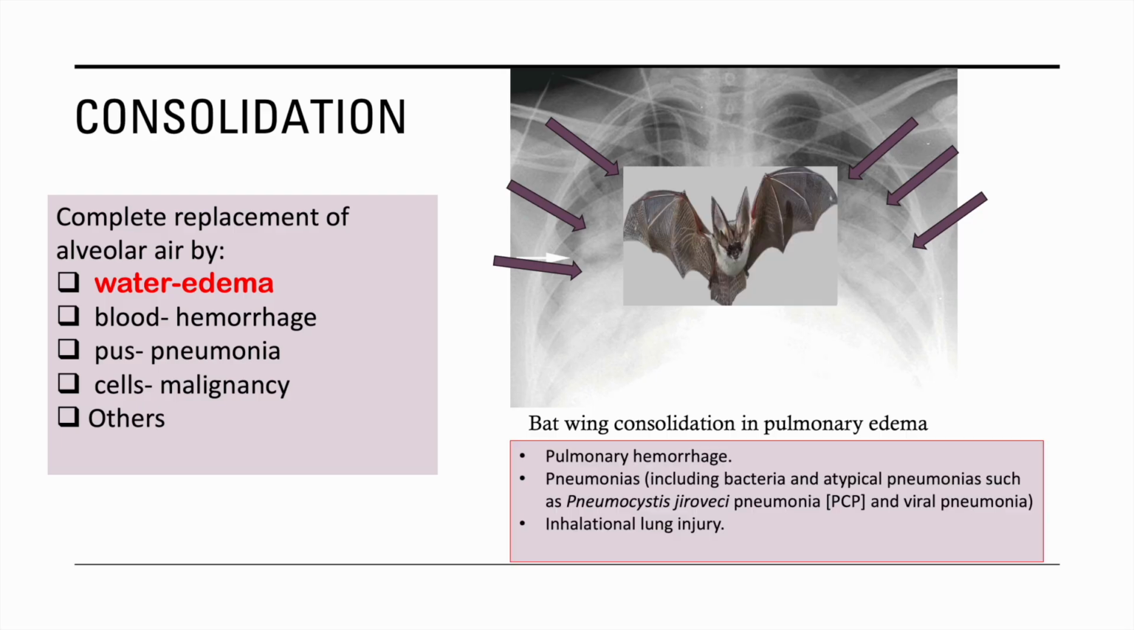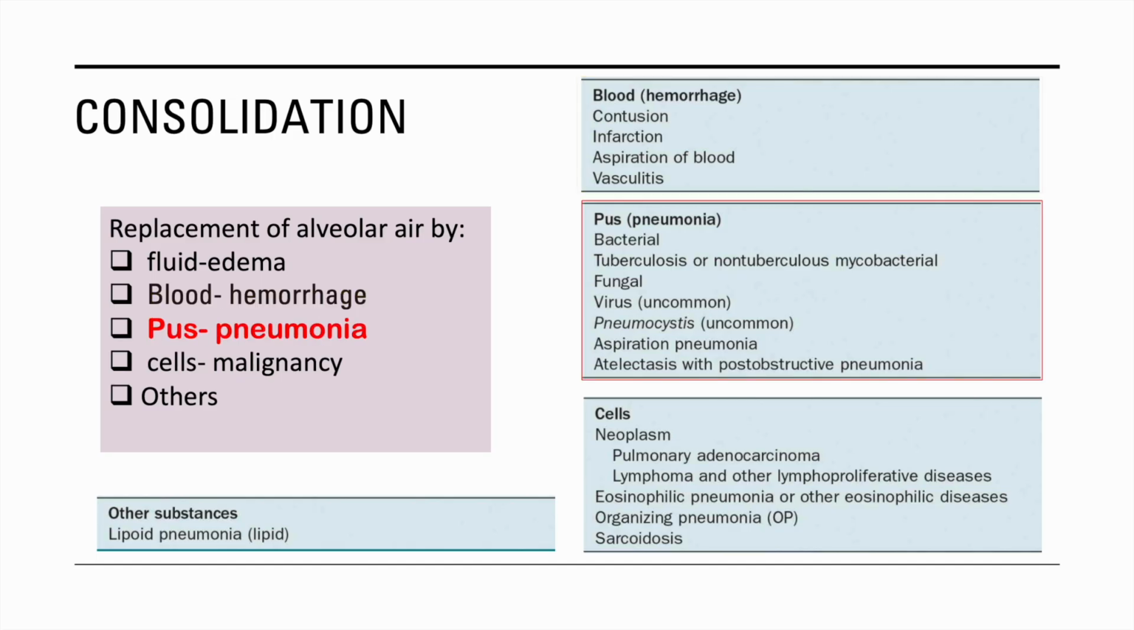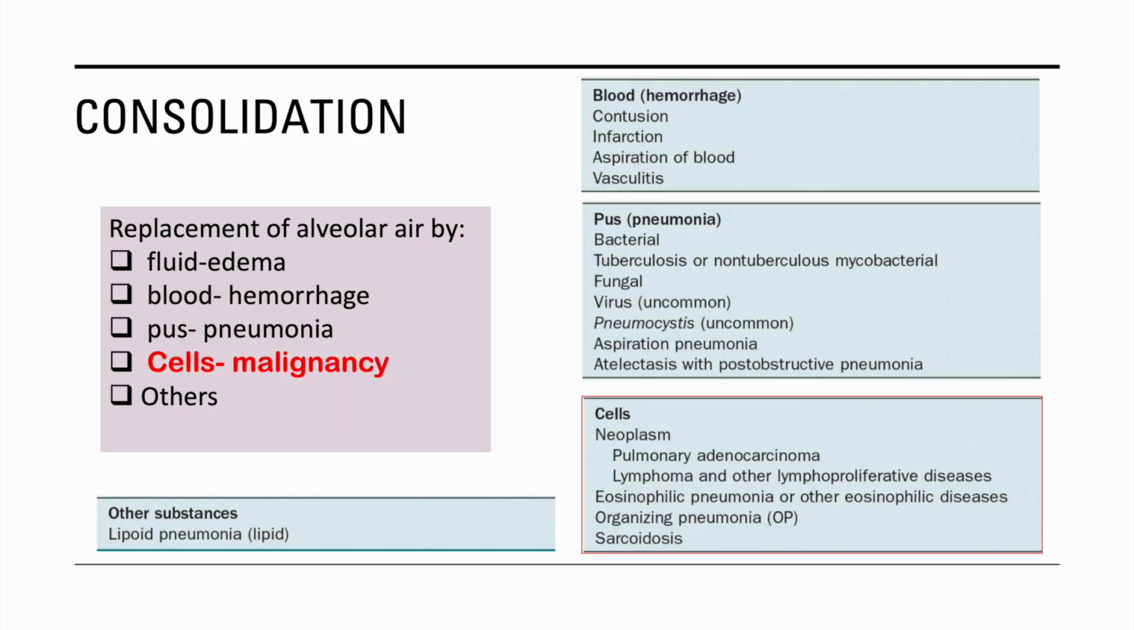Similar to water, blood in the alveoli can also lead to consolidation. Common causes include lung contusion, infarction, blood aspiration, and vasculitis. Accumulation of pus in the alveoli as seen in pneumonia and accumulation of cells as seen in malignancy are other causes. Accumulation of lipid and lipoid pneumonia is another cause.